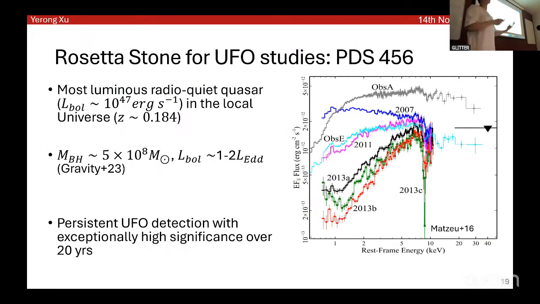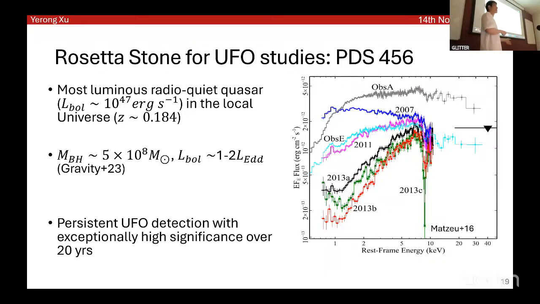That's because this target is the Rosetta Stone in the UFO field. This is the most luminous radio quiet quasar in the local universe, hosting a supermassive black hole with a mass around 5 times 10^8 solar masses at the Eddington limit accretion. As the CCD spectrum on the right shows, UFOs have been persistently detected in this target with exceptionally high significance over 20 years.